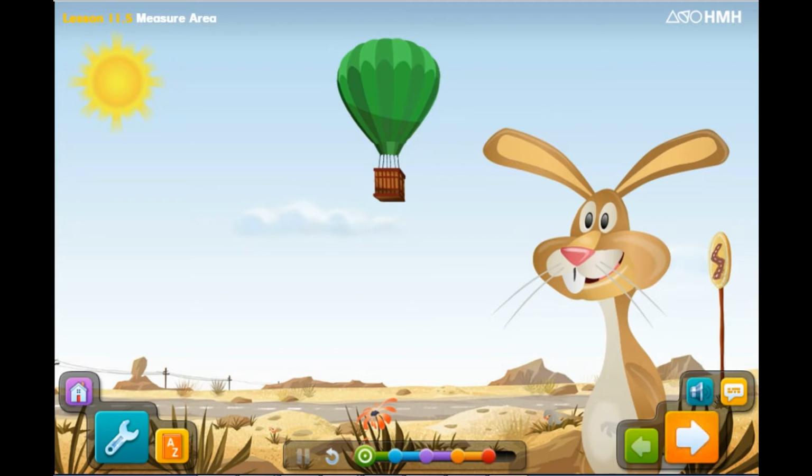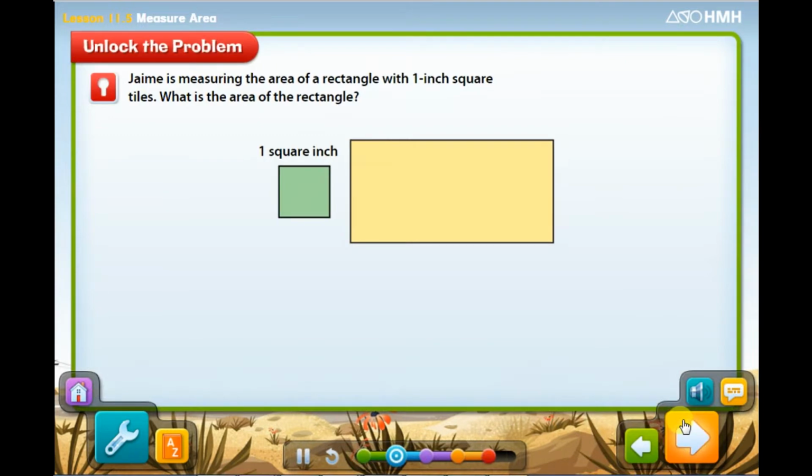And how can we measure it? We can measure it by cutting any shape from inside into small equal square units, and we count how many square units inside any shape, and that will be the area. So let's see together. Jaime is measuring the area of a rectangle with 1-inch square tiles. What is the area of the rectangle?